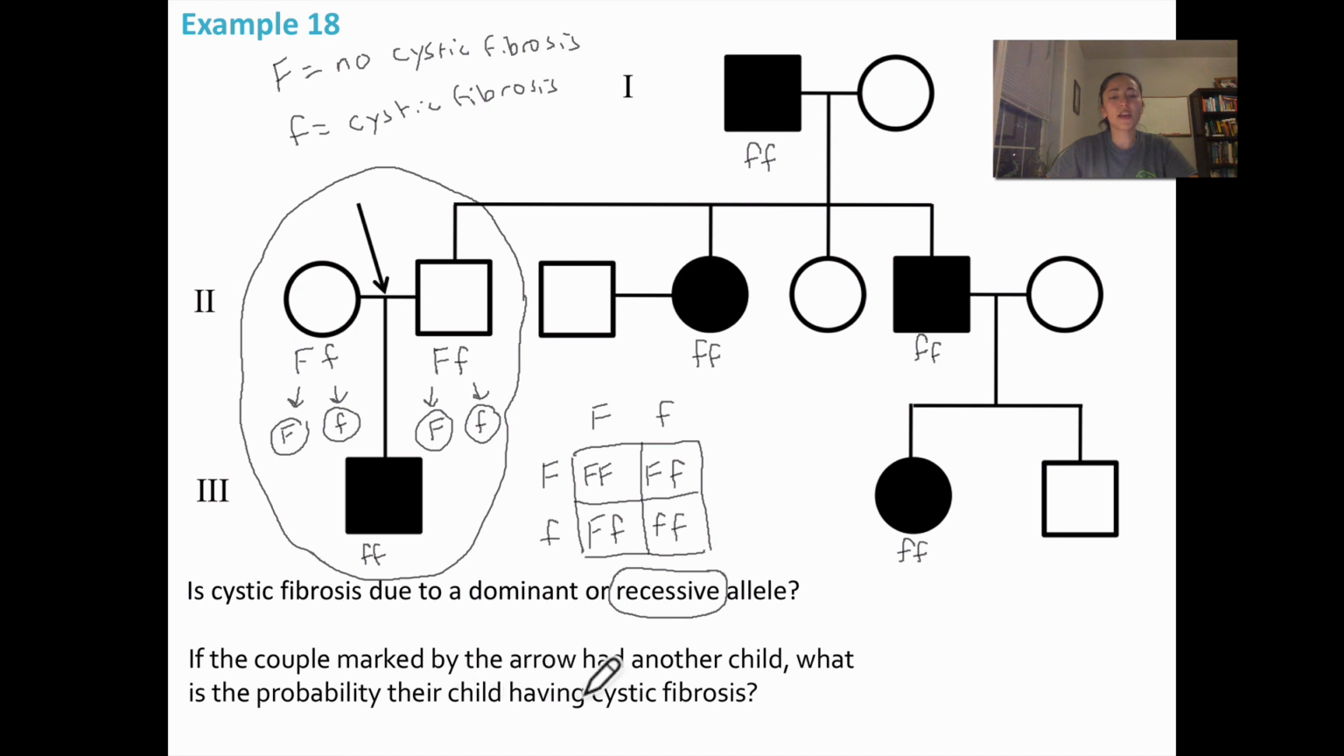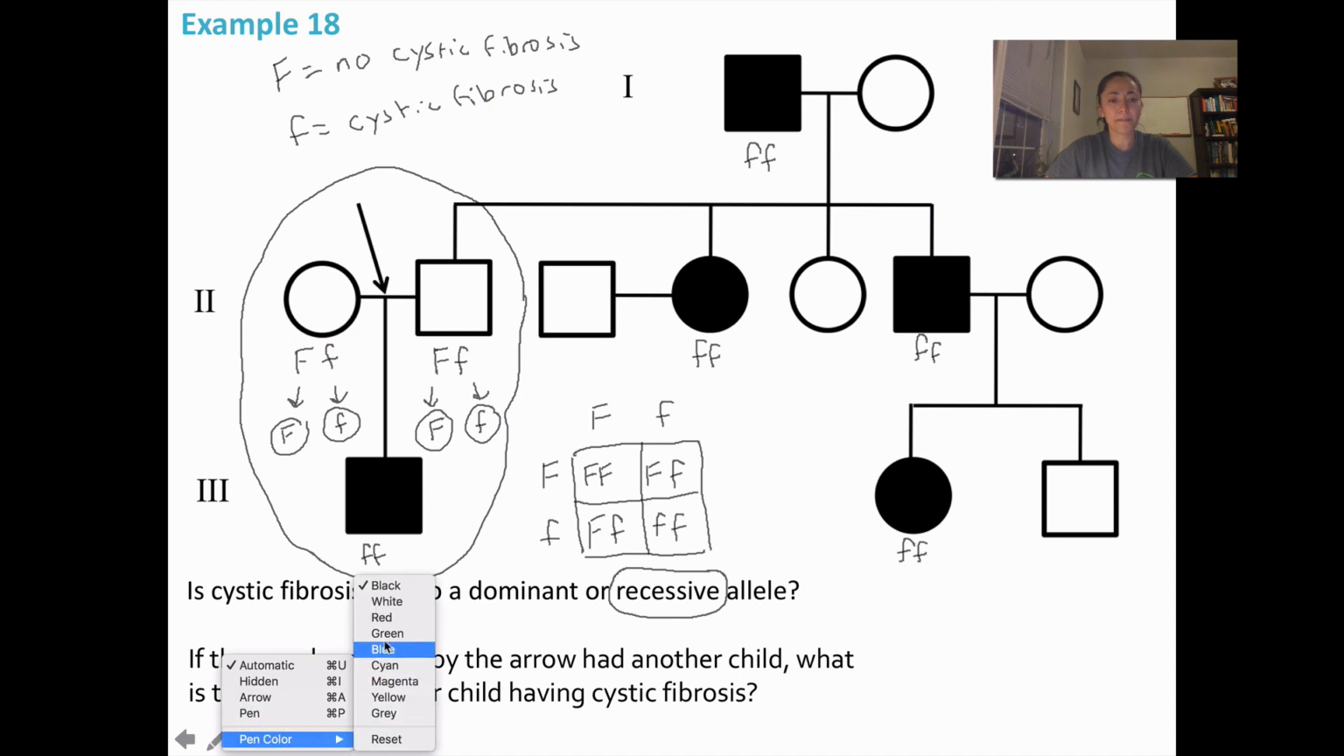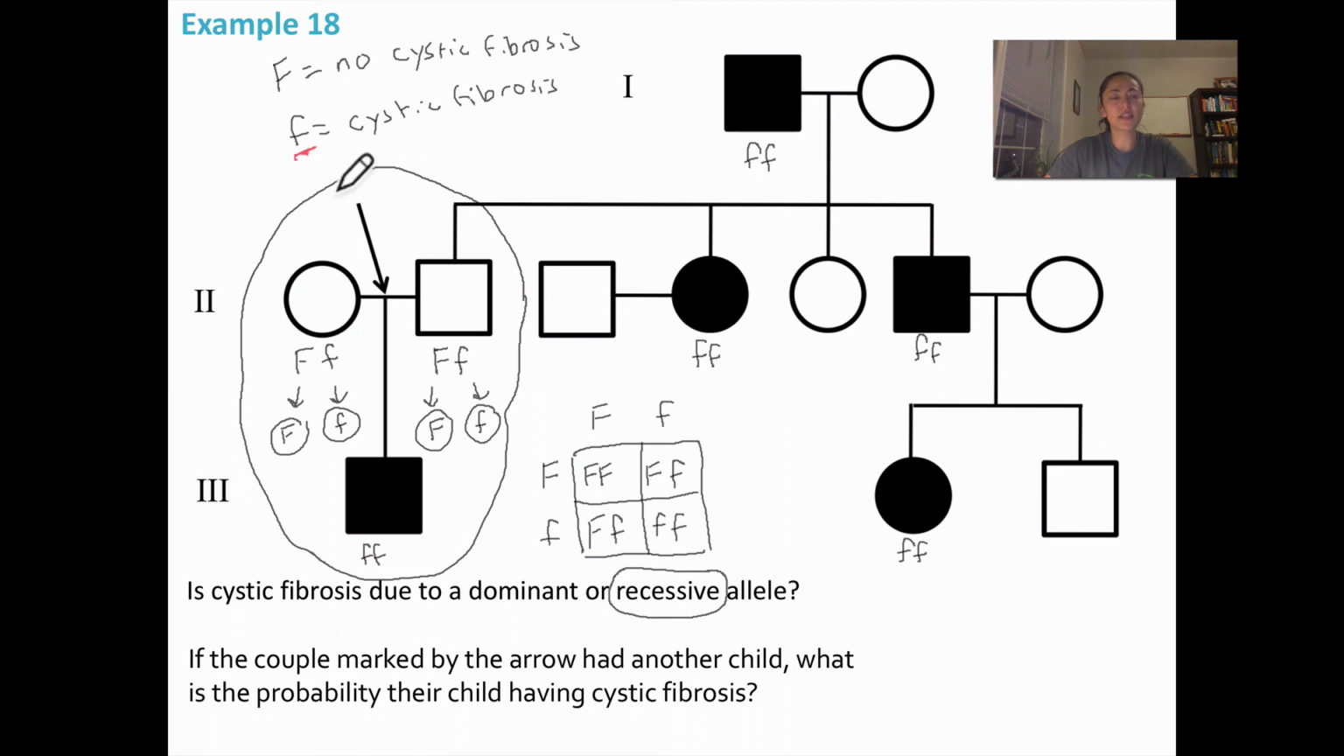So if the couple marked by the arrow had another child, what's the chance they have cystic fibrosis? Well, we know cystic fibrosis is caused by the recessive allele, so only a child that has 2 recessive alleles would have it. There we go. So the answer would be 1/4, or in other words, 25%. And there we go. Now we know cystic fibrosis is caused by a recessive allele, and we know the probability that their next child would also have cystic fibrosis.